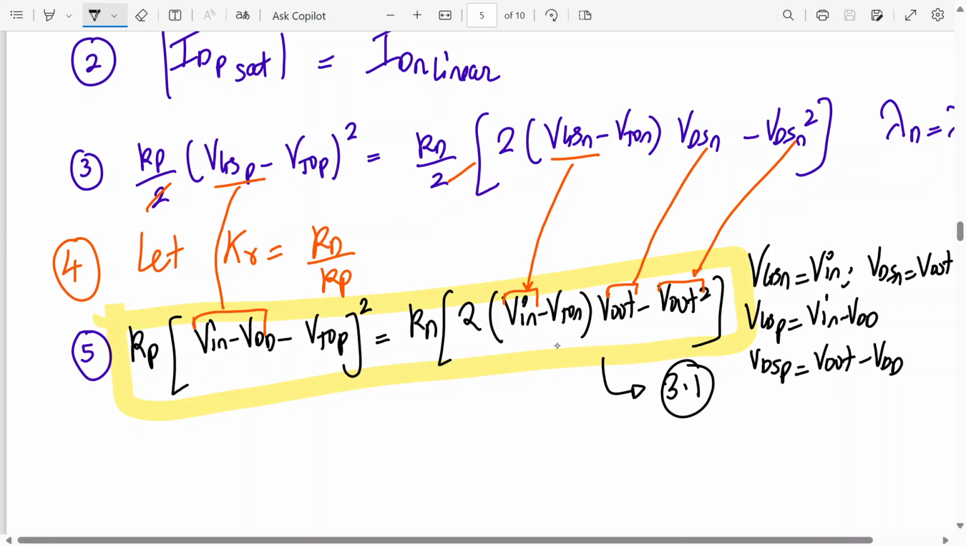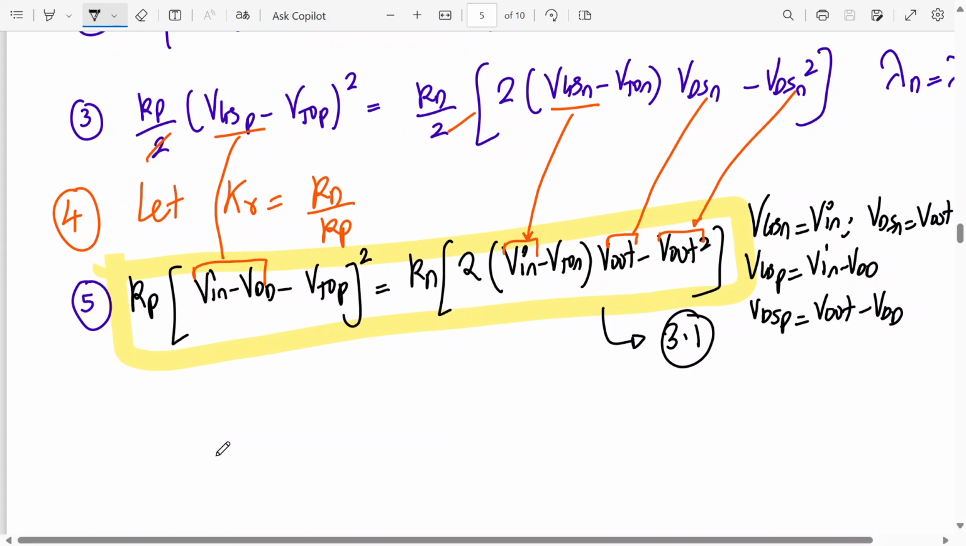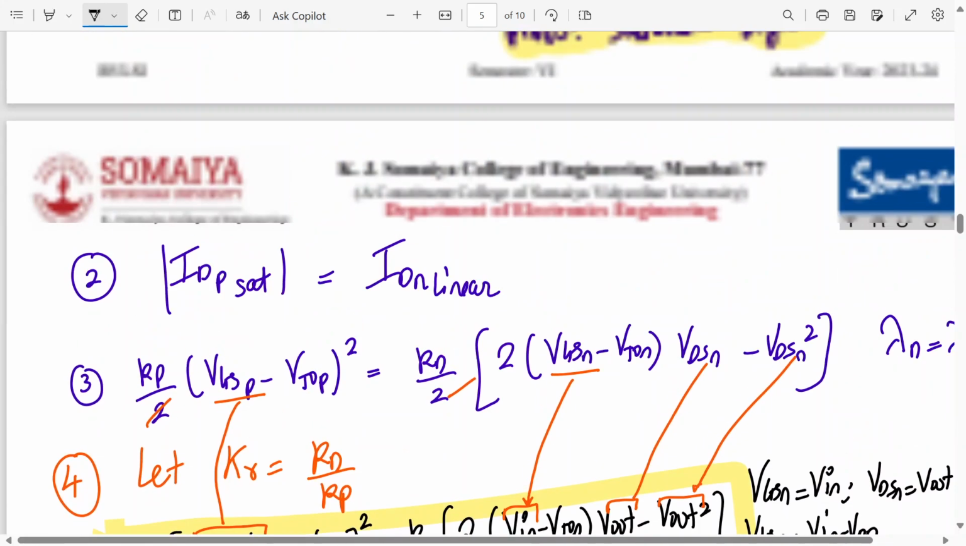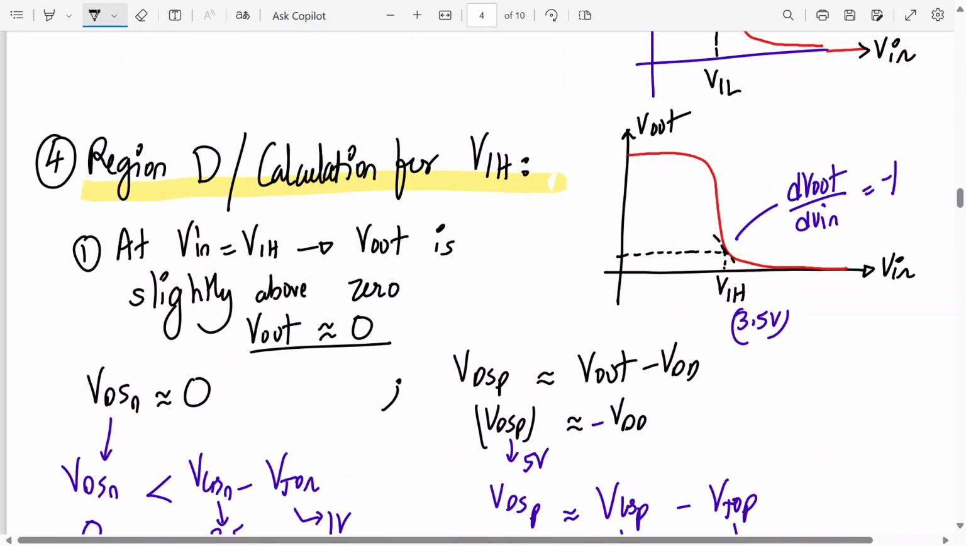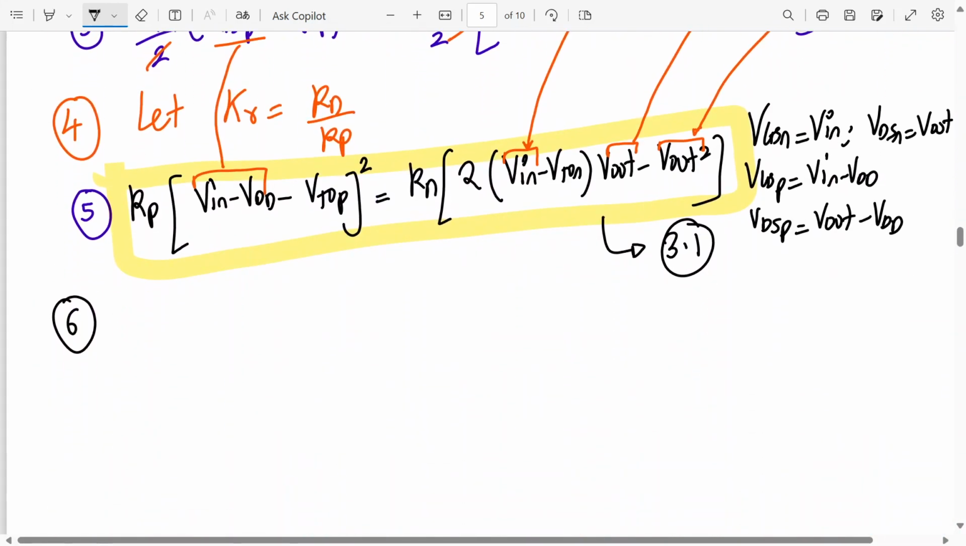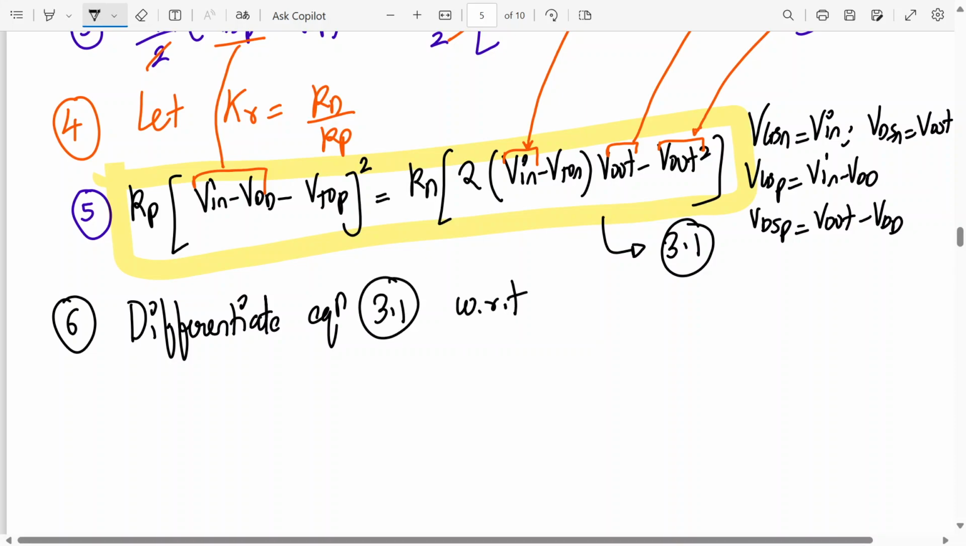Okay, now we'll solve this further. Actually, solve this further in the sense we'll differentiate this equation with respect to V in. And why do we do that? Because we want to find dV out by dV in and then set that equal to -1. So let's do that now. Differentiating equation 3.1 with respect to V in, we get, so let's do that very carefully.